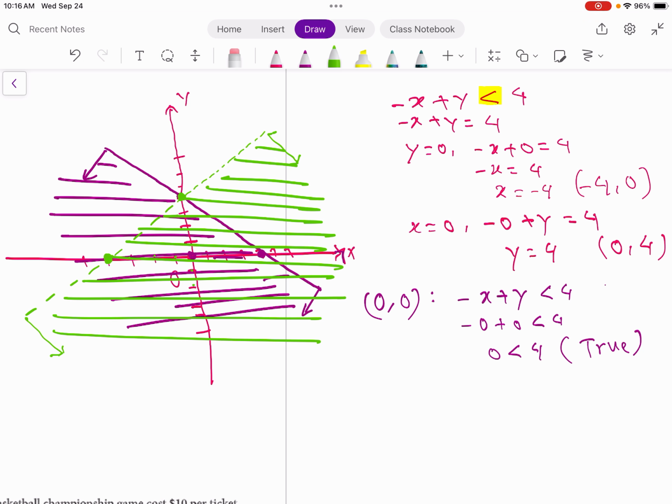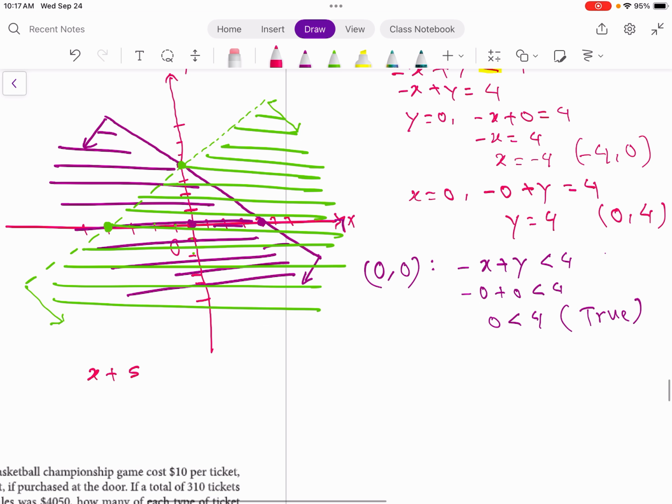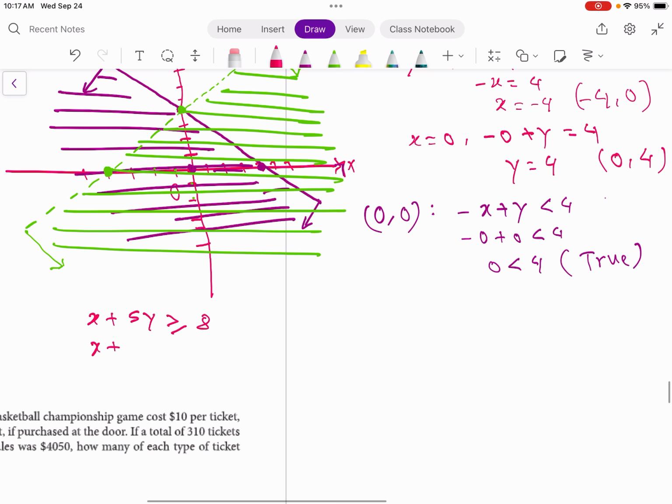Now, can you try very similar thing for the third inequality? So now we take the third inequality, and that inequality is x plus 5y greater than or equal to 8. So this is the inequality. Now we draw a graph very similar to these inequalities. First step, you replace your inequality by equals to sign.